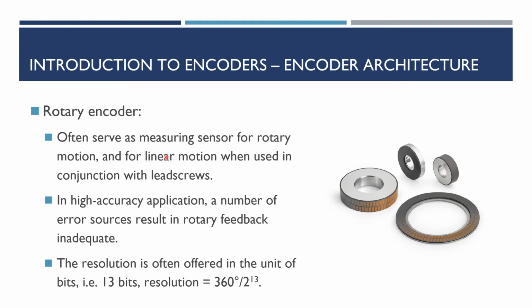Therefore, it is often used with another linear encoder for higher accuracy. For the resolution, it is often given in the units of bits. For example, if we have a 13-bit resolution, this means that the resolution is 360 degrees divided by 2 to the 13th order, so we have a 0.04 degree resolution.